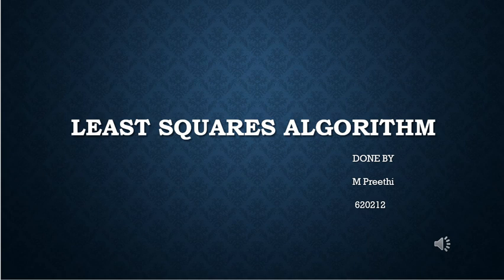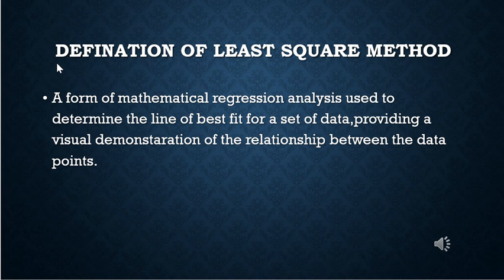Today I'm going to discuss the least squares algorithm with Python code. Definition of a least square method: a form of mathematical regression analysis used to determine the line of best fit for a set of data points, providing a visual demonstration of the relationship between the data points.